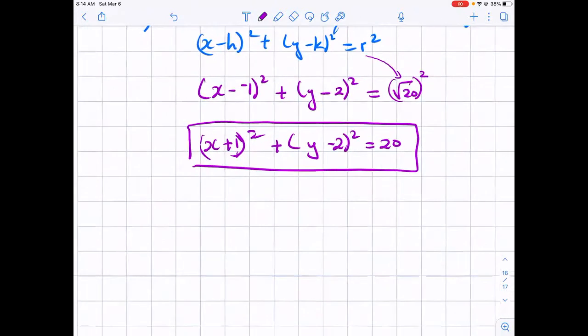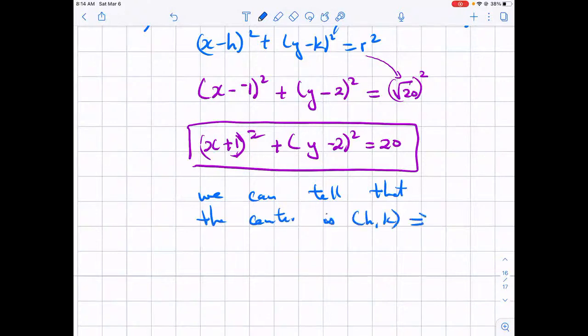Notice, so we can tell that the center is h comma k, which is equal to minus 1 comma 2 here, and r is equal to the square root of 20. So those are things you can tell by looking at the equation. Now we can also have many different applications to this, right?